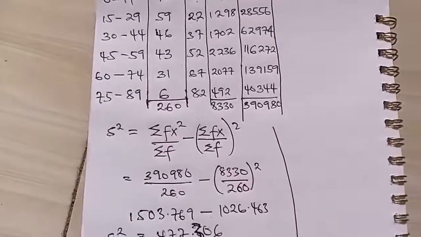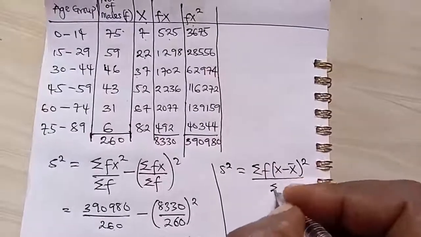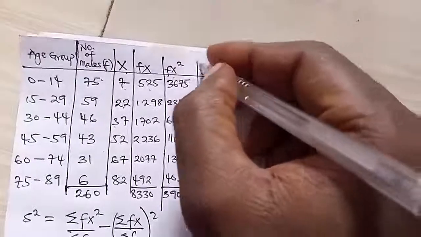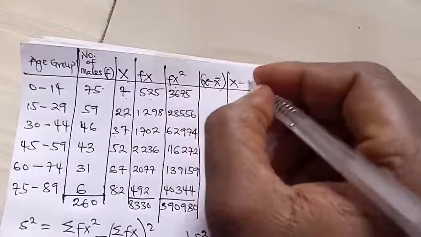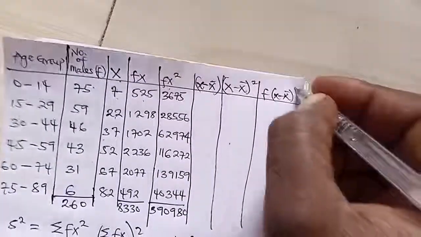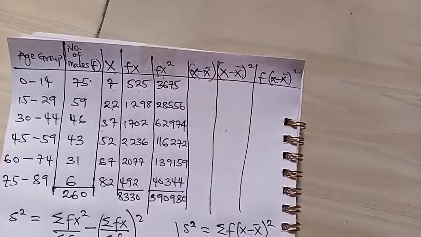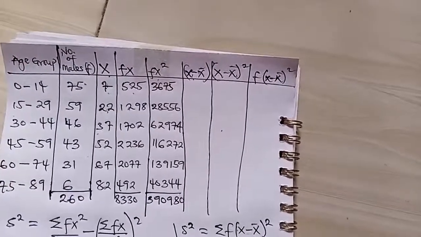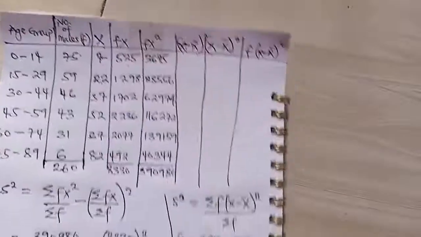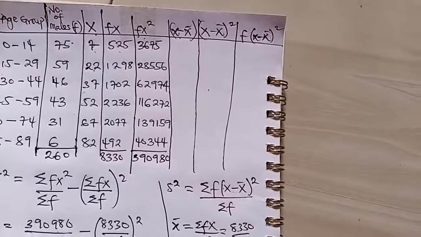Let's solve with the other formula, where the variance is equal to summation f into x minus x bar all squared over summation f. This is the mean deviation. So we're going to create a table for x minus x bar, then another for x minus x bar squared, and then another for f times x minus x bar squared. First of all, we need to find the mean. X bar is equal to summation fx over summation f, which is 8330 over 260, and x bar is going to give us 32.04. We can use 32 approximately.